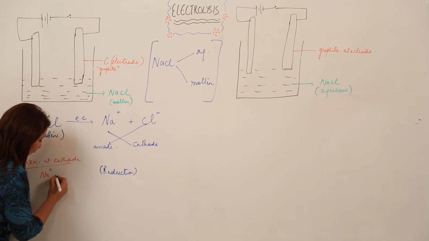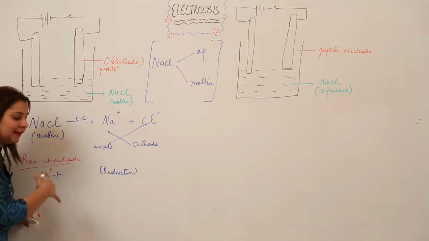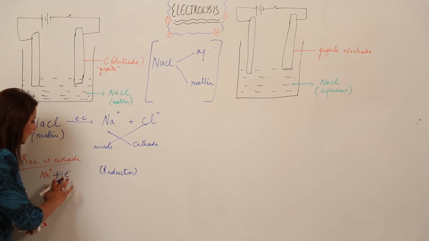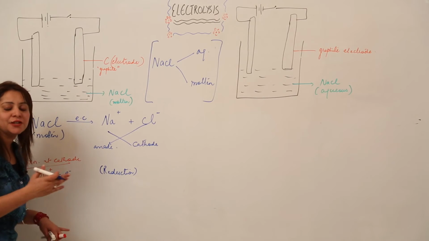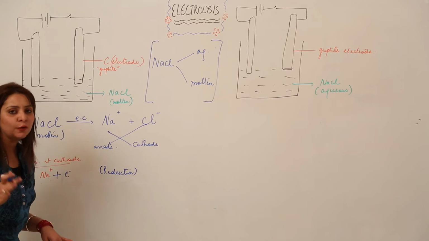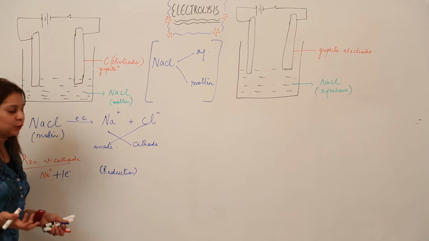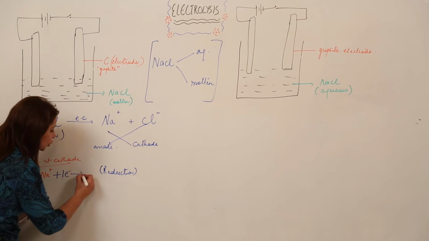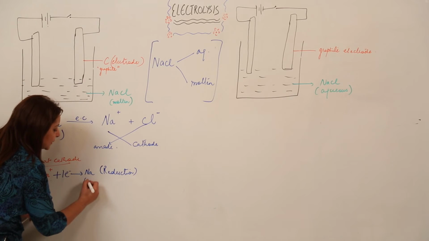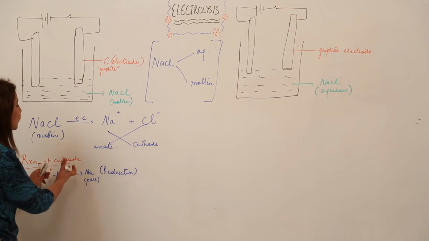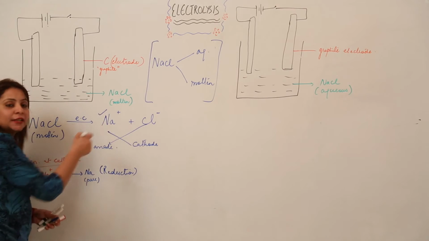So just see what I am writing. Plus means I am adding one electron. You can write one electron, and if you don't write anything in front of an alphabet, obviously it means 1. So you can write 1 or leave it like that also, right? So it will gain one electron and turn into an atom, in pure form. This kind of reaction is going to occur at cathode, for this ion.